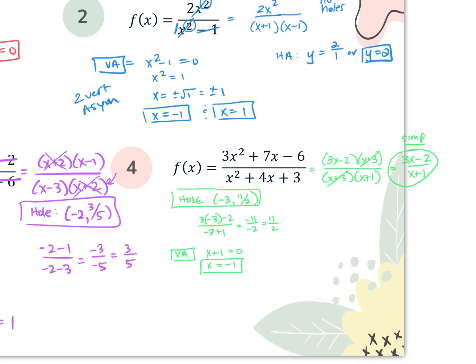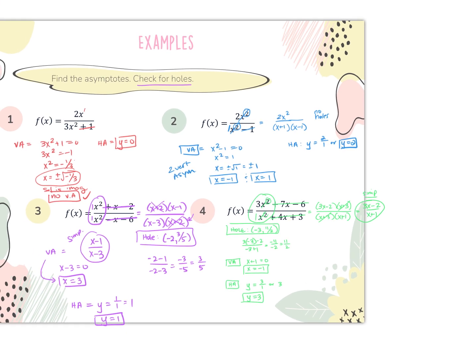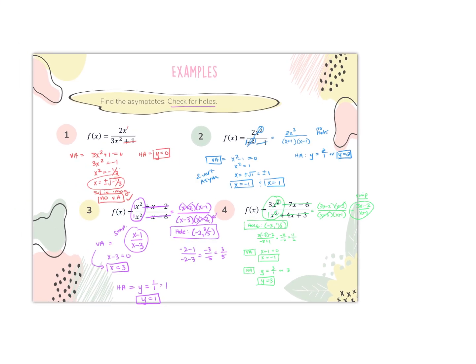And then for my horizontal asymptote, I'm going to use the original equation. I know all this other stuff is extra, and this is what I need to focus on. I notice my exponents are the same. So my horizontal asymptote is just going to be y equals 3 over 1, or 3. So y equals 3 is my horizontal asymptote. And so again, really easy to find. It becomes very repetitive, and we'll keep doing more of these.